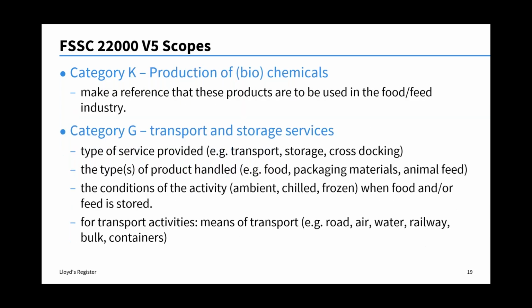Now coming to category K, which is production of additives, biochemicals. The scope statement should make a reference that these products are to be used in the food or feed industry. So for any chemicals or biochemicals or any additives, flavors, colors, FSSC 22000 is only applicable if it is used in the food or feed industry. So the scope statement also should reflect that.